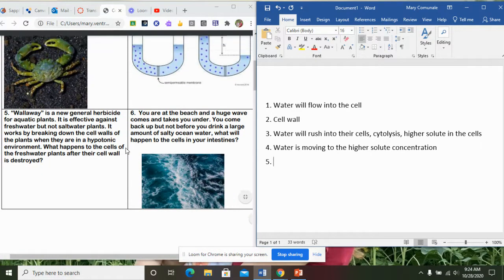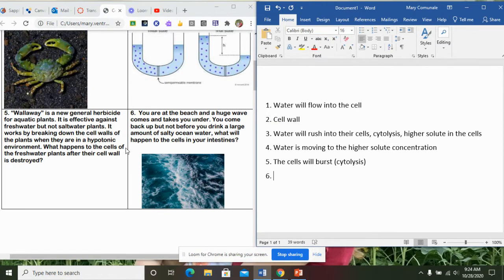Number 5, Wallaway is a new general herbicide for aquatic plants. It is effective against freshwater but not saltwater plants. It works by breaking down the cell walls of the plants when they are in a hypotonic environment. What happens to the cells of the freshwater plants after their cell walls are destroyed? Well, if they're in a hypotonic environment, that means water is going to be coming into their cells, so the cells will burst, which means they're going to go through cytolysis.